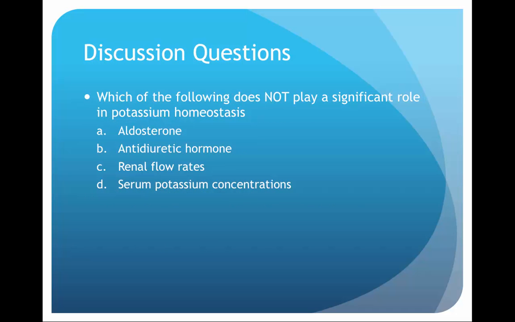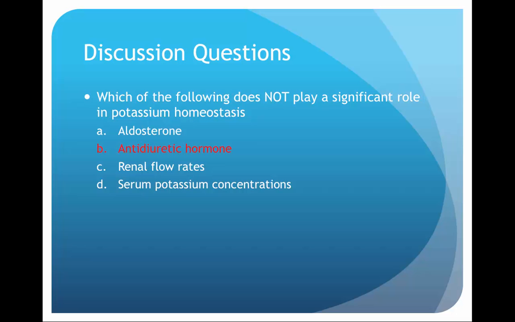And now we come to the final two discussion questions for this lecture series. Which of the following does not play a significant role in potassium homeostasis? Is it A, aldosterone? Is it B, antidiuretic hormone? Is it C, renal flow rates? Or D, serum potassium concentrations?